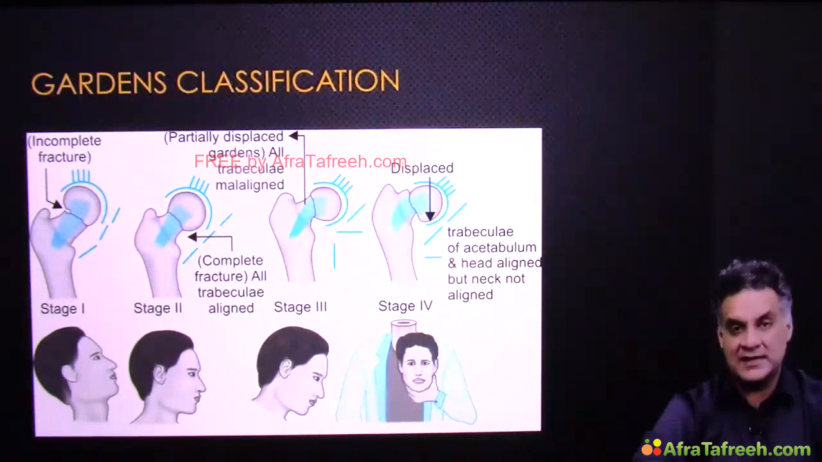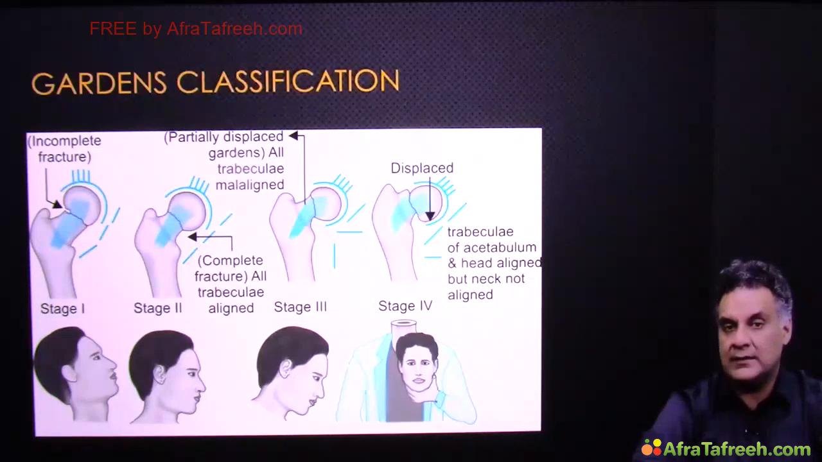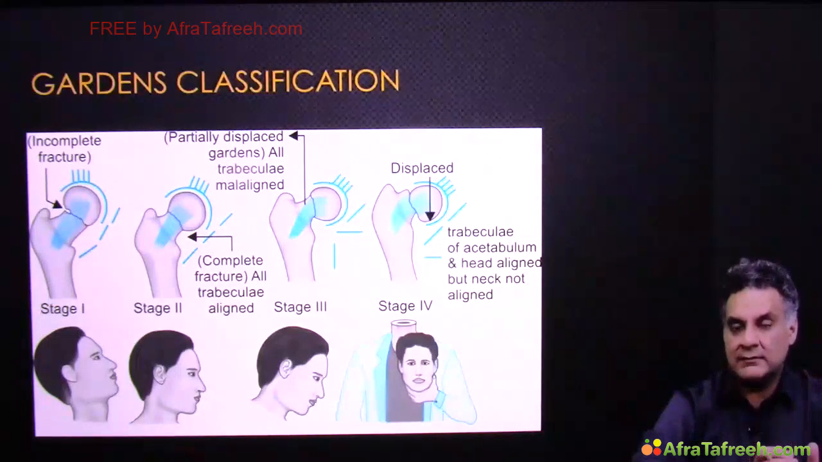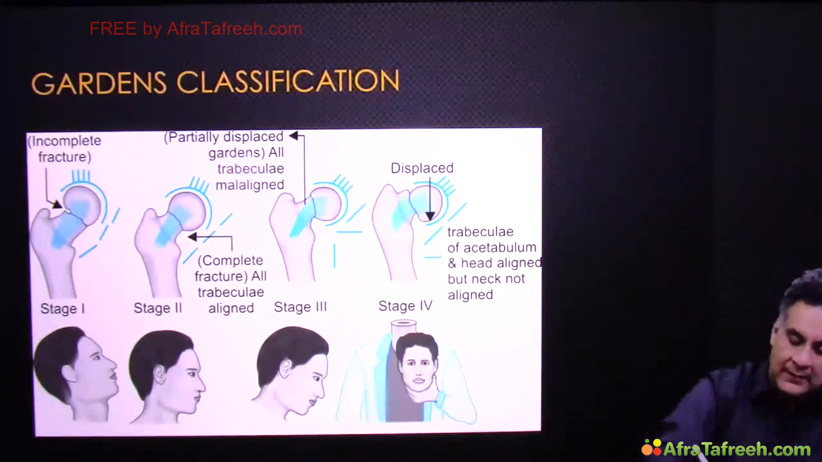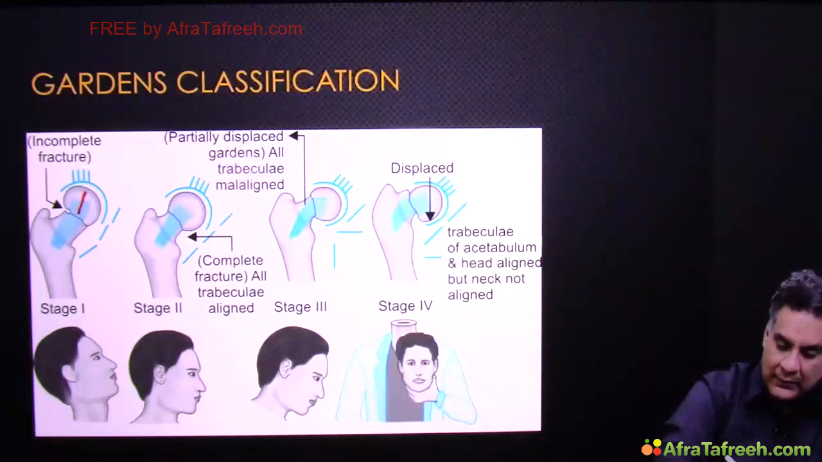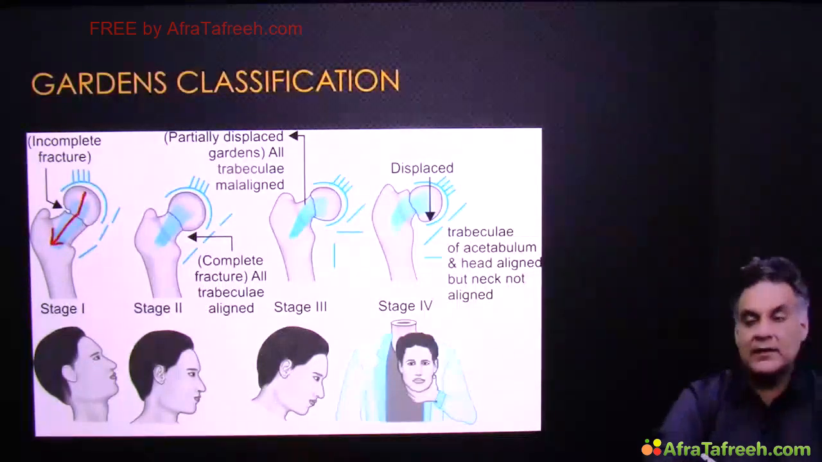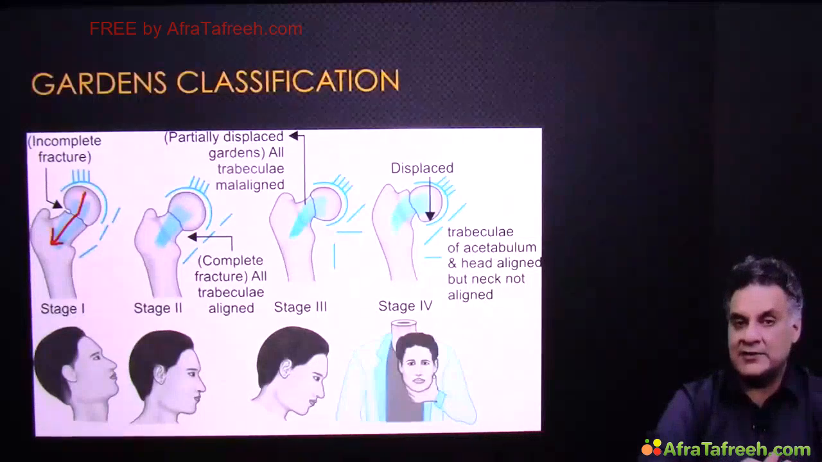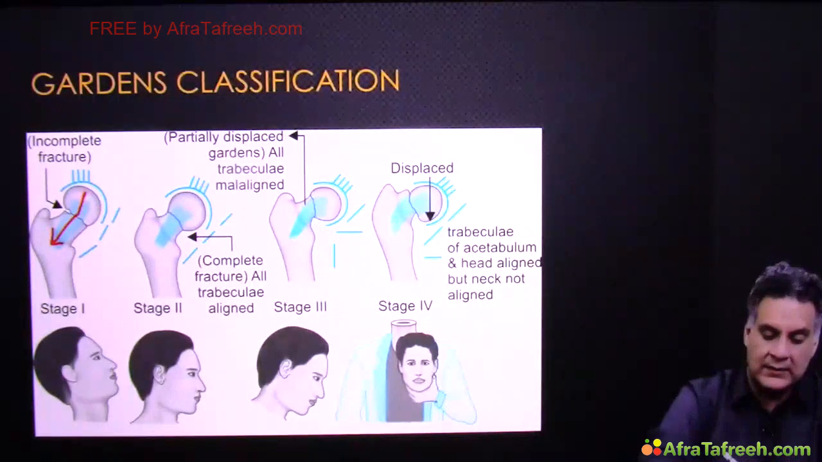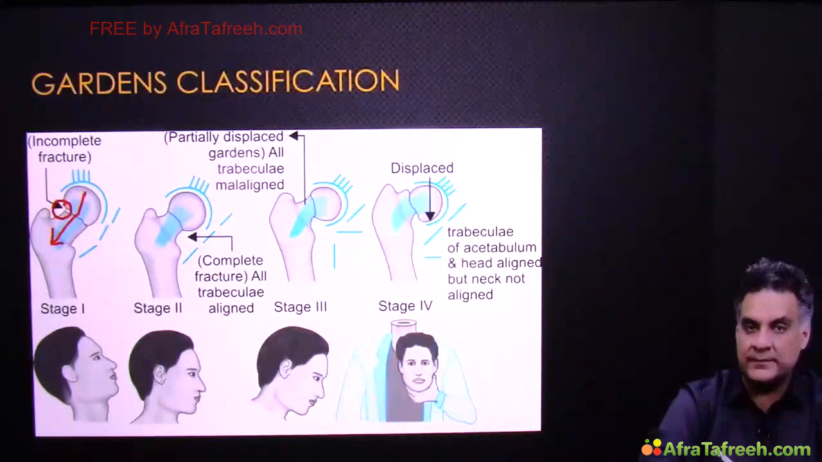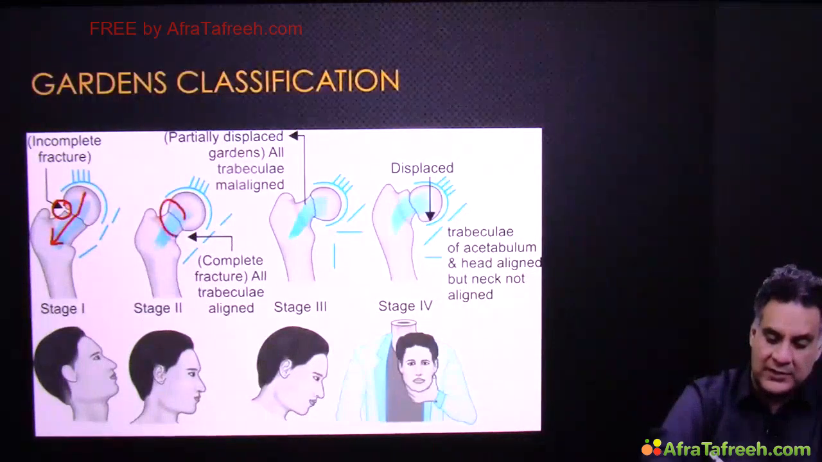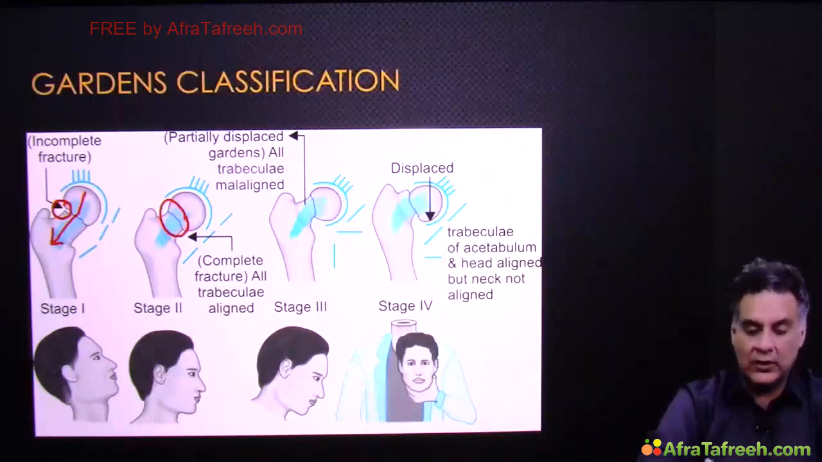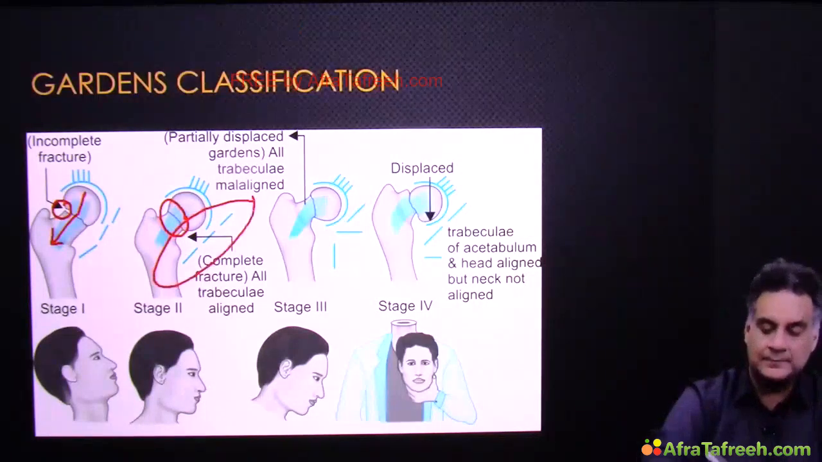Garden's classification says when there is a fracture but it's incomplete, it's grade 1. But the trabeculae of the neck goes into valgus. So it's a valgus impacted fracture. On the lateral side is a fracture, so it goes into compression. Garden stage 2, it's a complete fracture, no displacement. So all the trabeculae are aligned.